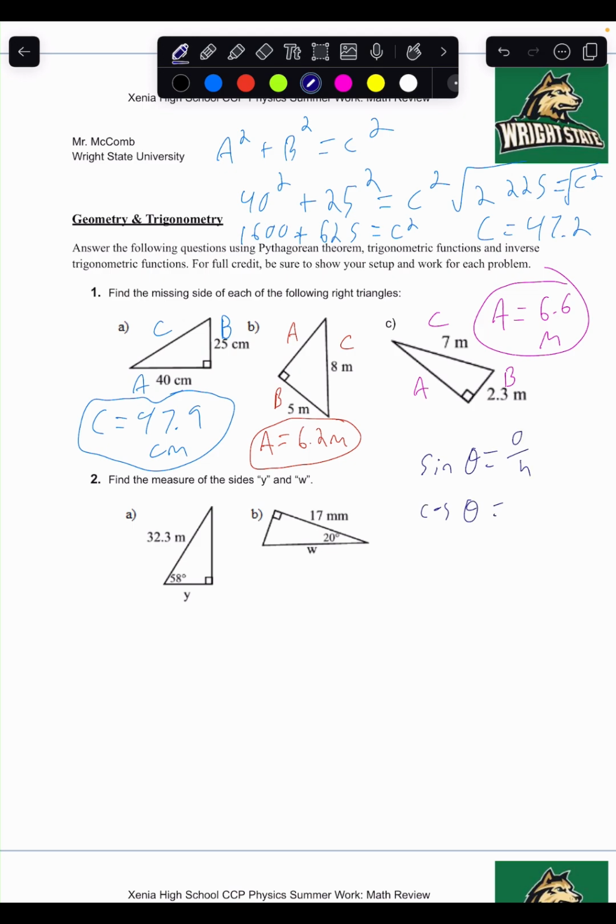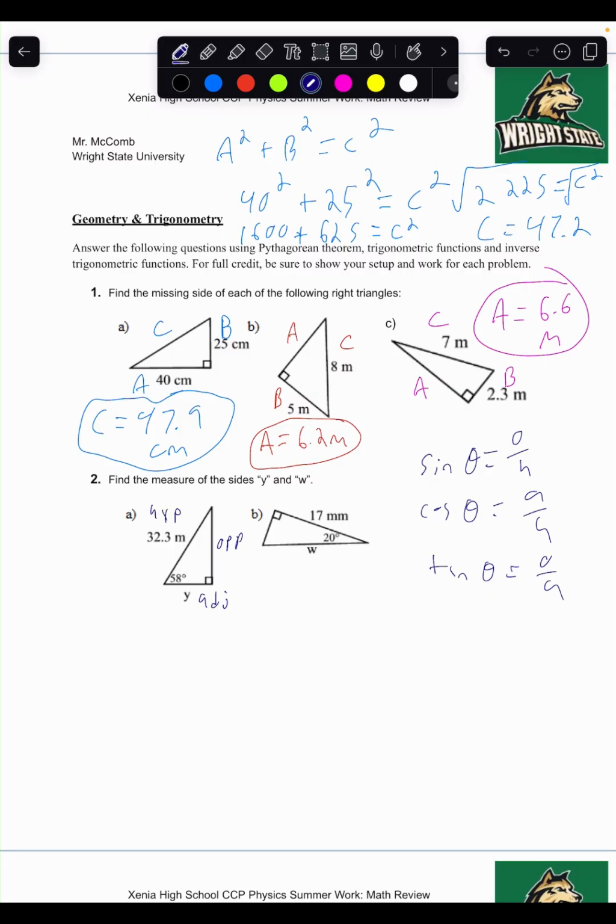Cosine of an angle is adjacent over hypotenuse. Tangent of an angle is opposite over adjacent. Okay, so in this first question, I'm given an angle. I have its opposite side and its adjacent side. The opposite side is the one that it does not touch. The adjacent side is the one that it does touch. The hypotenuse is the diagonal.